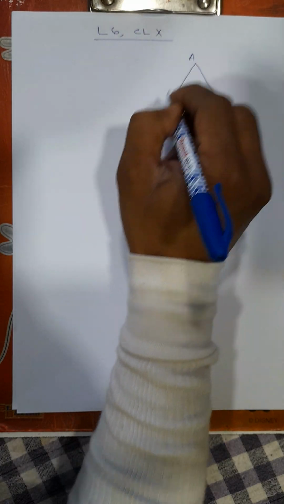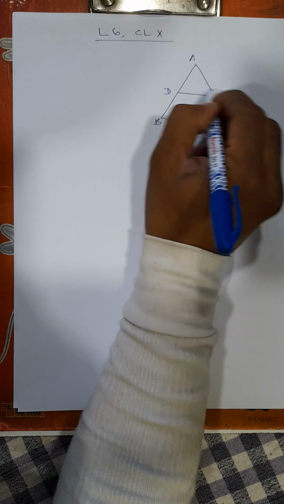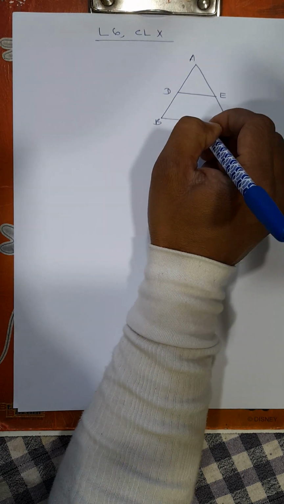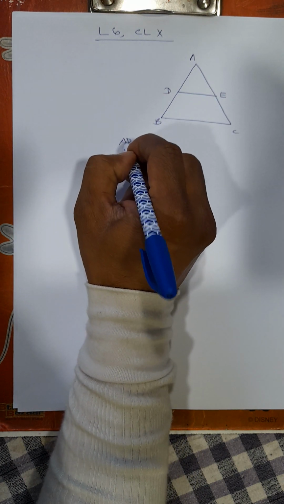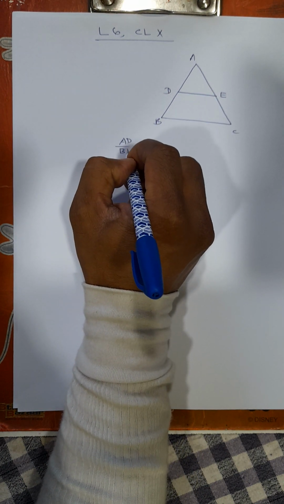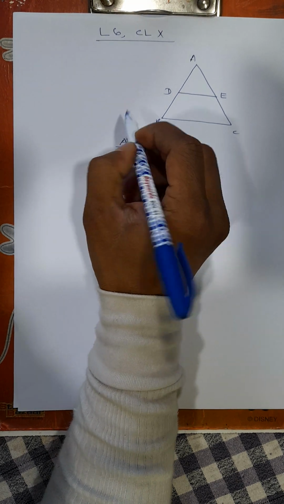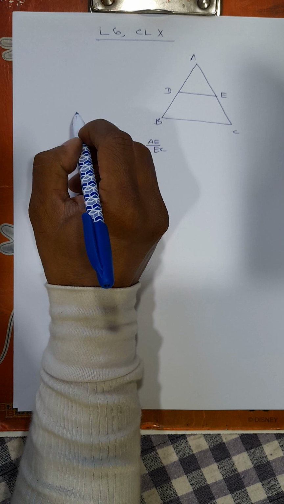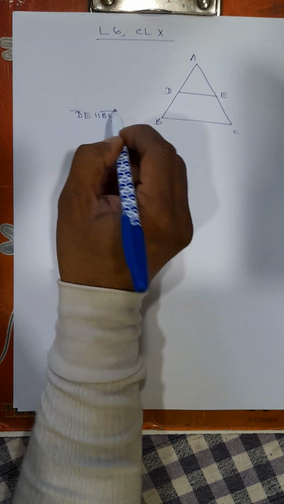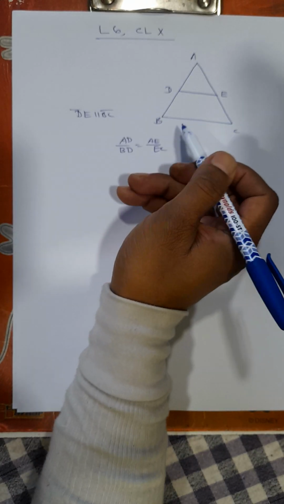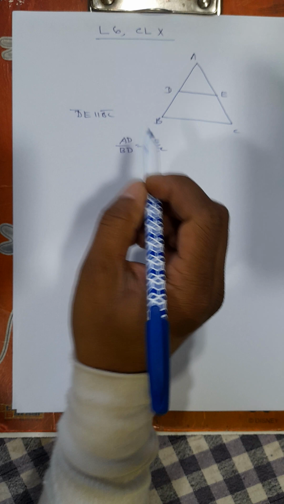Suppose this is triangle ABC in which DE is parallel to BC. Now by the proportionality theorem we find that AD by BD equals AE by EC. So first you consider DE parallel to BC. A line which is parallel to one side of a triangle divides the other two sides in the same ratio.